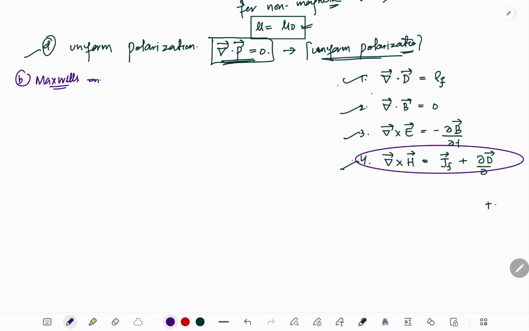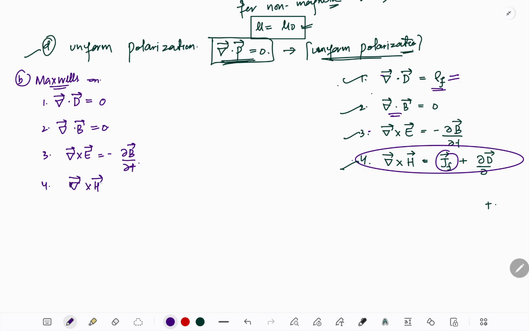Okay, so see, since we assume that rho f should be 0, del dot D is actually 0. This is the first Maxwell's equation. Second, del dot B is 0. This is the same. There is no problem. Third is the same: del cross E equals minus dou B by dou t. In our fourth equation, J_f is 0, so del cross H equals dou D by dou t. Okay, here it is D, dou D by dou t.